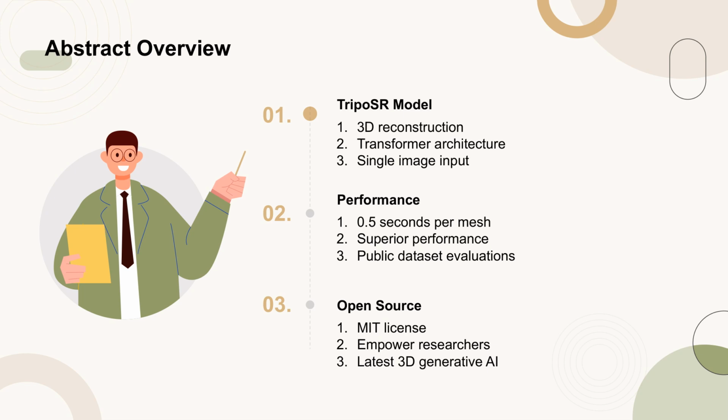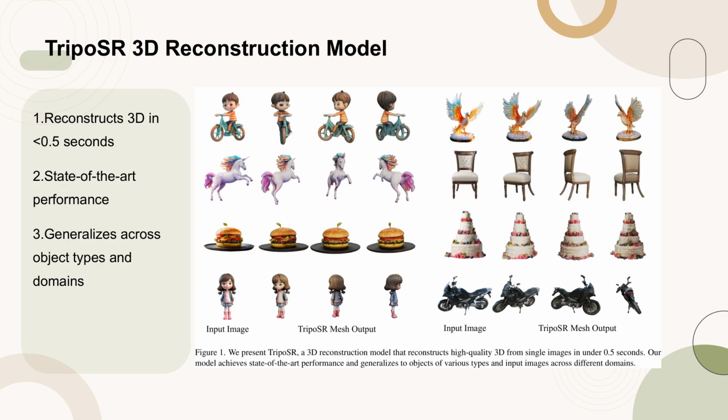The model builds on the LRM network architecture, incorporating significant improvements in data processing, model design, and training techniques. Evaluations on public datasets demonstrate that TripoSR outperforms other open-source alternatives both quantitatively and qualitatively. Released under the MIT license, TripoSR aims to provide researchers, developers, and creatives with the most recent advancements in 3D generative AI. Figure 1 showcases the TripoSR model, which excels in reconstructing high-quality 3D objects from single images at an impressive speed of under 0.5 seconds.